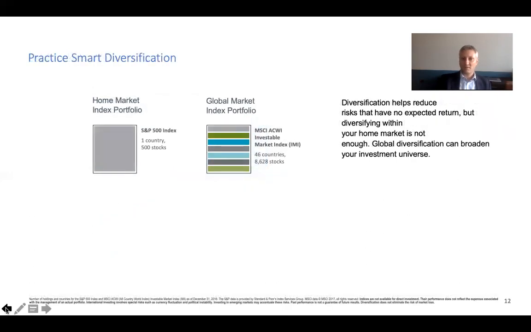Practice smart diversification. So we had that graph earlier about the S&P 500. It's 500 stocks, namely one country. If you took the global market or the index, so we've used the MSCI All World Index, it's an index that has 8,000 stocks in 46 different countries. That is a globally diversified portfolio.